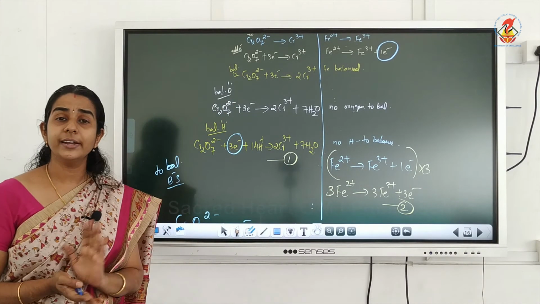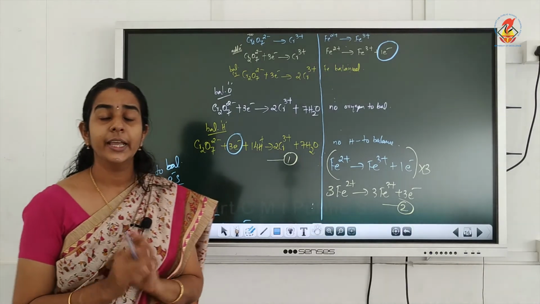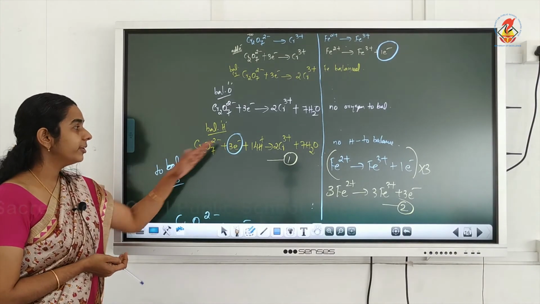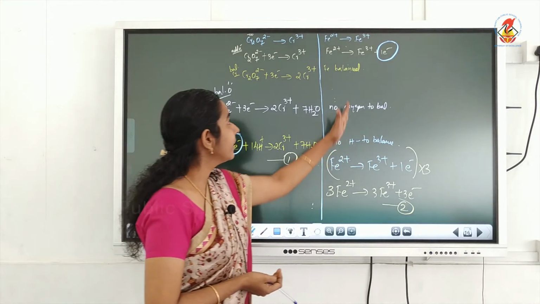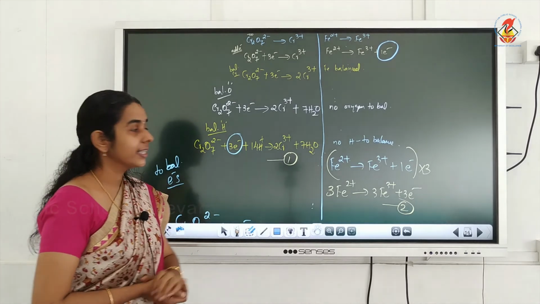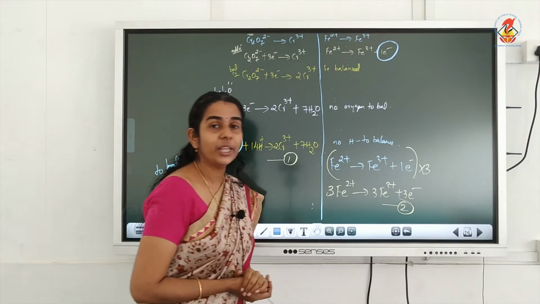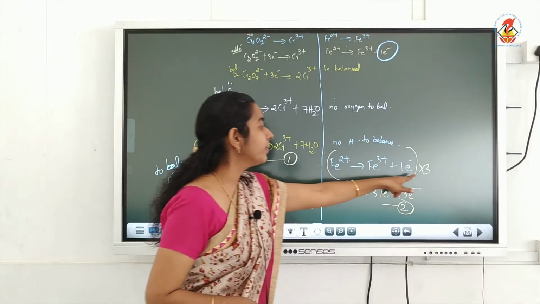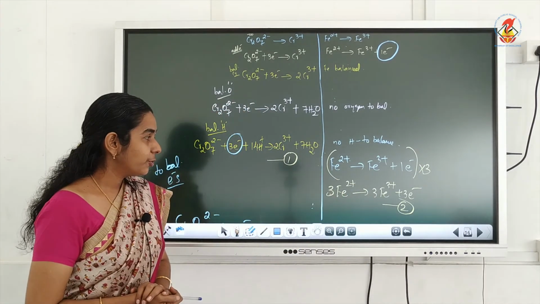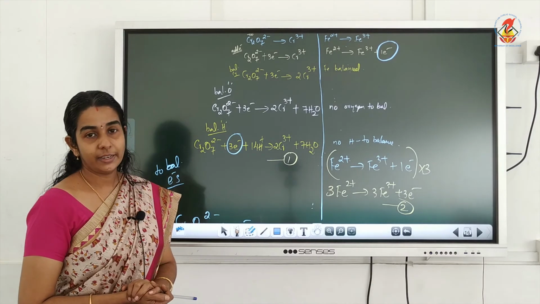After balancing hydrogen, the last step is to make the number of electrons the same in both half reactions. Here it was 3 electrons and here it was 1. So 1 and 3, how to balance? Multiply 1 by 3. The whole equation has to be multiplied by 3, so the equation becomes 3Fe2+ giving 3Fe3+ and 3 electrons.